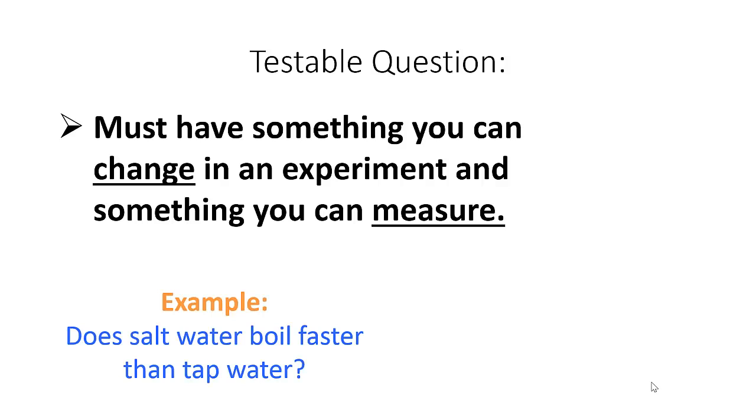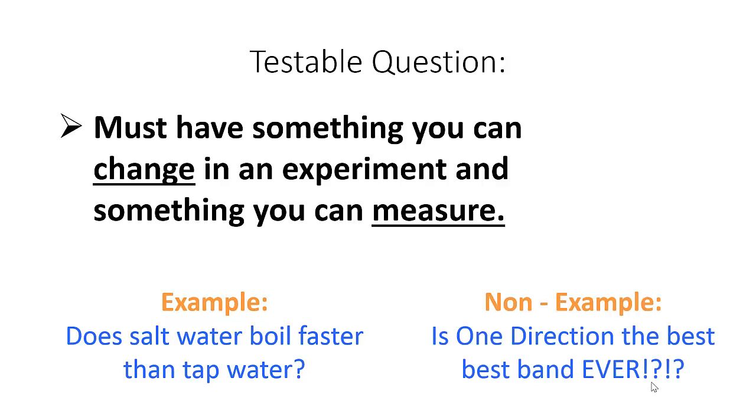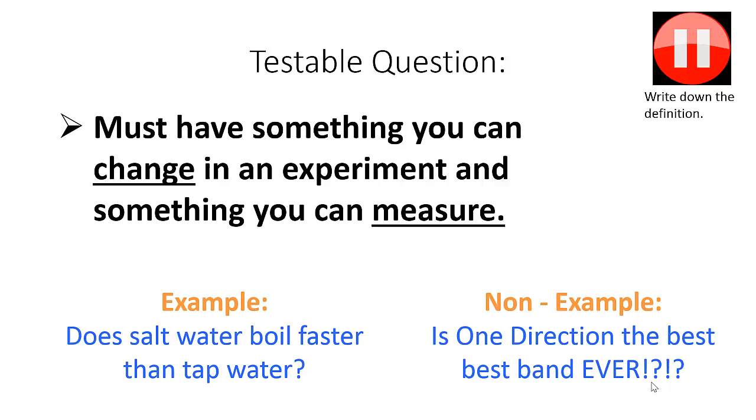An example of a testable question would be, does salt water boil faster than tap water? There's both something we can change and something we can measure. A non-example would be, is One Direction the best band ever? There isn't something we can change, and there isn't something that we can measure. Go ahead and pause this video and write down the definition of testable question.